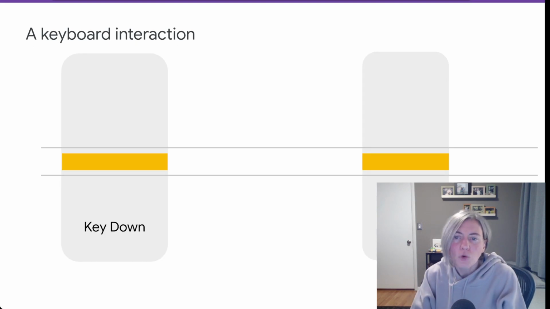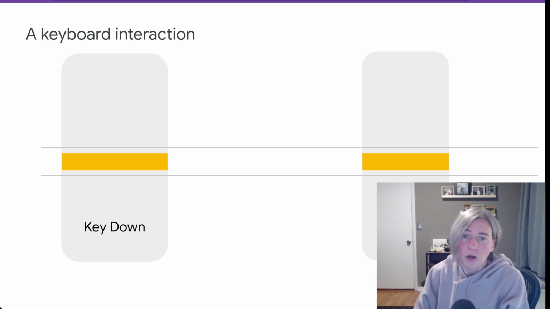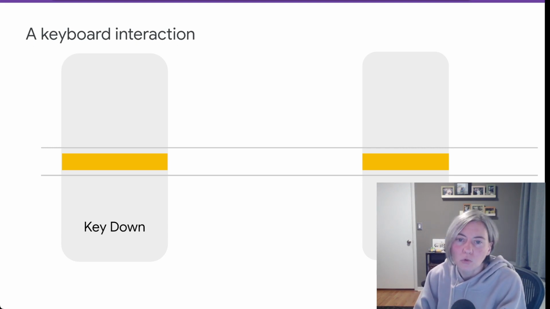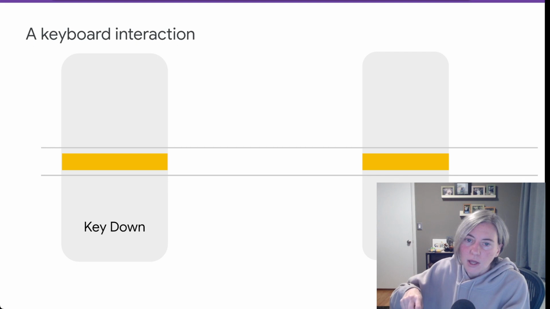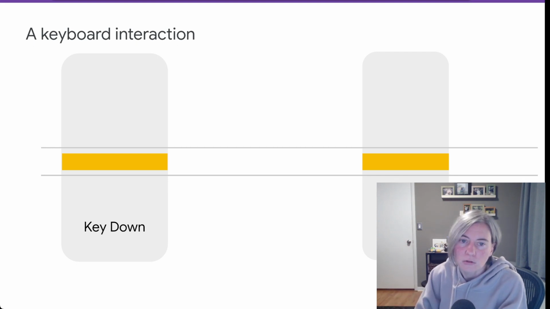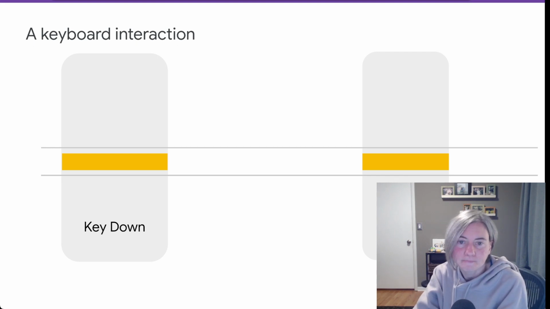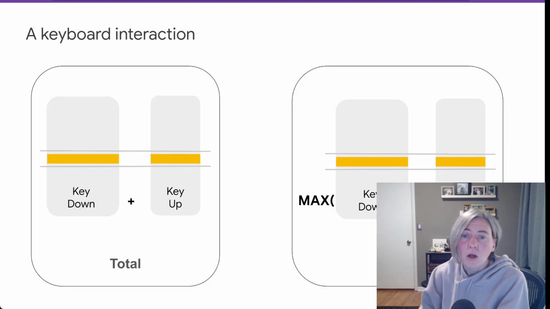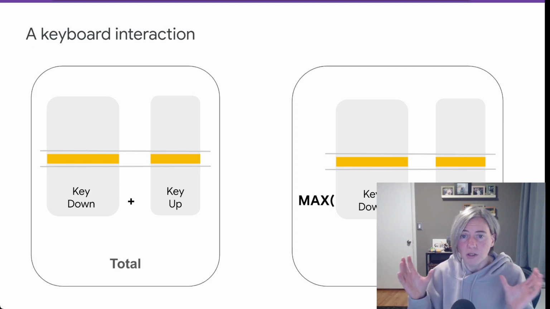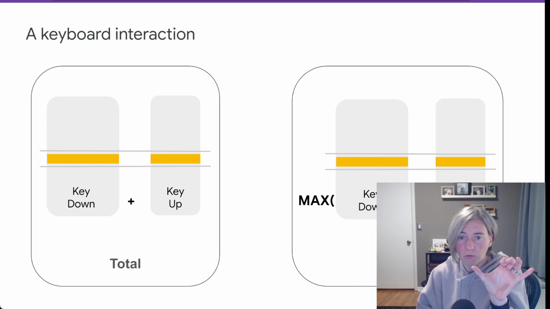So then, how do we report the value for the interaction? What we would like to report on is the two areas in gray, the key down and key up parts of the interaction, and leave out any time spent waiting for the user. The two main choices are to report the total of key down and key up summed together, or to report the maximum of the two.